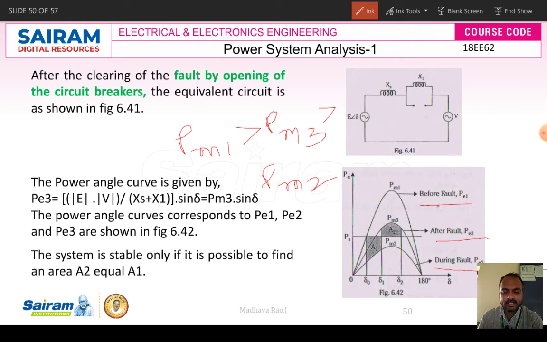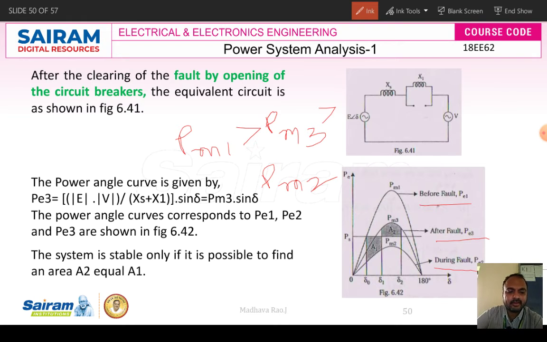The power angle curve after the fault is PM3 into sin delta. You can see the curves PE1, PE2, PE3. The system is stable only if it is possible to find an area A2 equal to A1. If areas A1 and A2 are equal, then the system is stable. Otherwise, the system will be unstable.